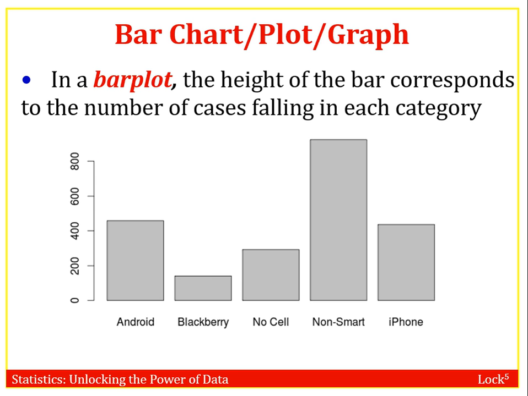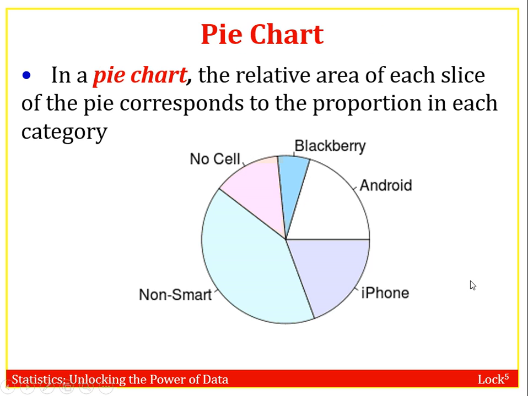Now, if we were doing a bar chart where this was the relative frequency over here, it would look the same, except the numbers on the side would be different. They'd be the numbers from 0 all the way up to 1 with our proportions there.